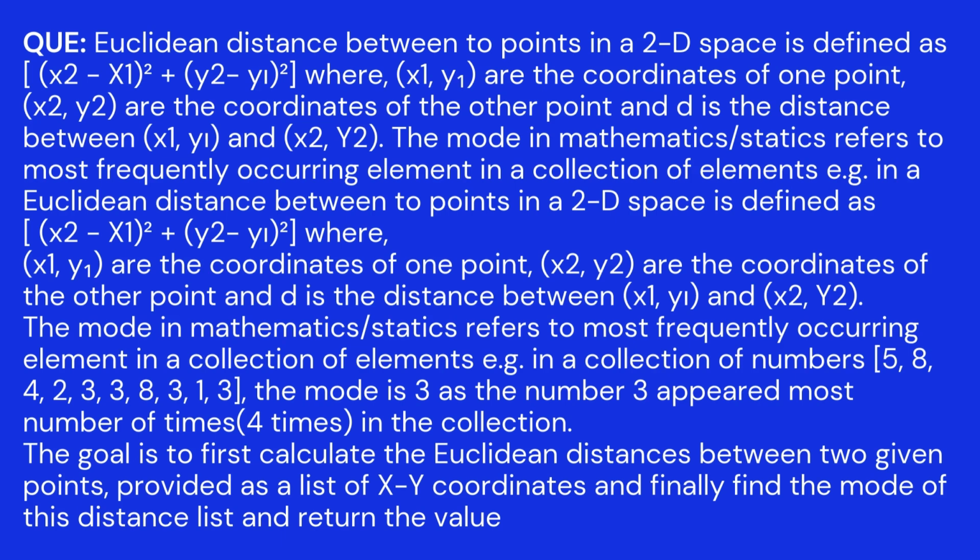Question. Euclidean distance between two points in a 2D space is defined as d = square root of (x2 - x1) whole squared plus (y2 - y1) whole squared, where x1, y1 are the coordinates of one point, x2, y2 are the coordinates of the other point, and d is the distance between x1, y1 and x2, y2.